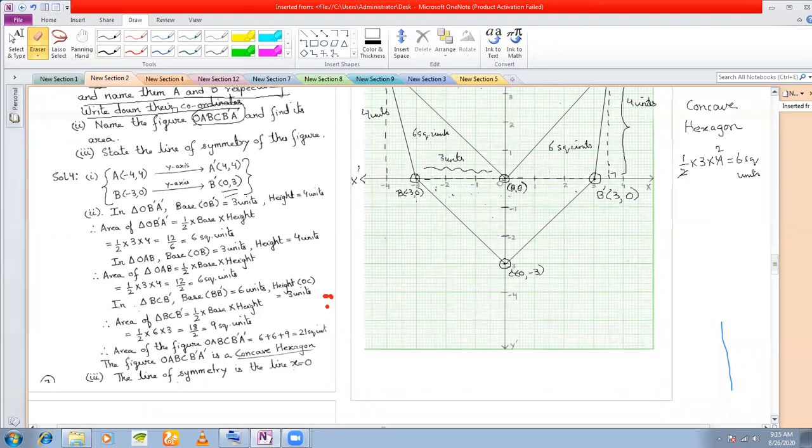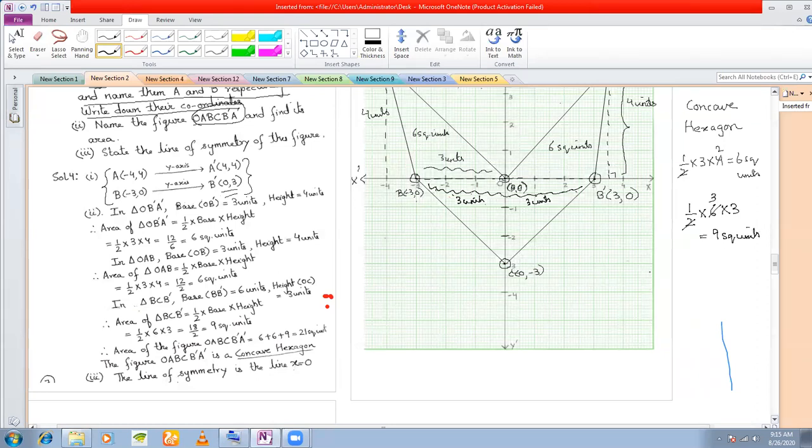Base of this triangle, this entire length, is 3 units here and 3 units here. So this is 6 units. So what is the area of this triangle? Half into base, which is 6 units, into height, which we found out to be 3 units. So this is 9 square units.